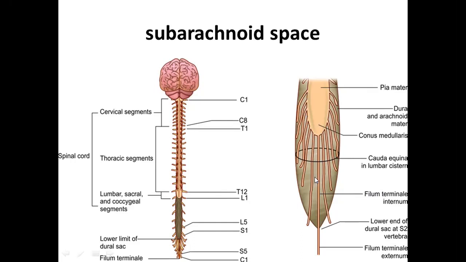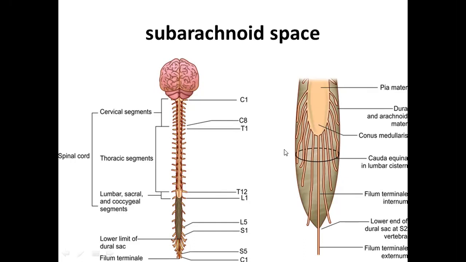What about the dura and arachnoid? The dura and arachnoid end here at the level of the second sacral vertebra. This is the dura and the arachnoid together, extending in the vertebral canal downward to end at the level of the second sacral vertebra. Here, the level of the second sacral vertebra, the end of the dura and arachnoid.